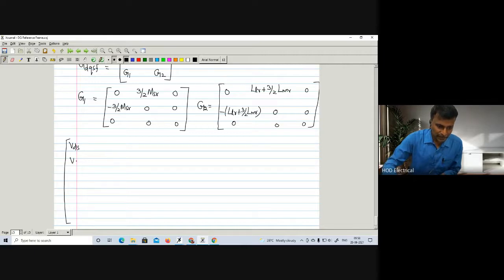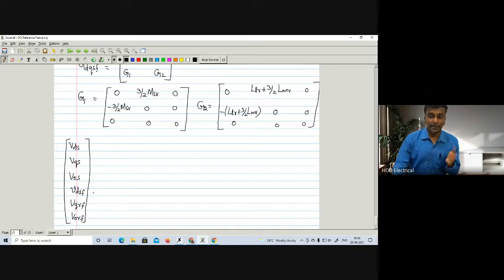VDS, VQS, V naught S. Since these three are not fictitious, the stator variables are as they are. That is why I have written it like this. Then VD RF, VQ RF, V naught RF. That means these three rotor variables are fictitious. The reason is that the reference frame is rotating at the same speed as the stator. Therefore, stator variables are as they are and rotor variables are changing.